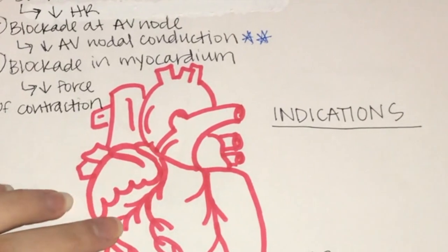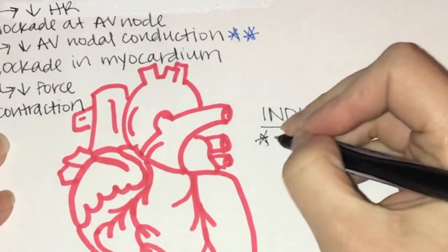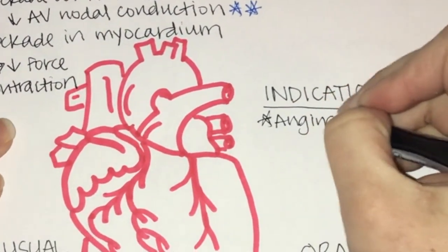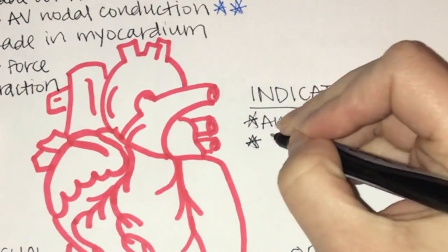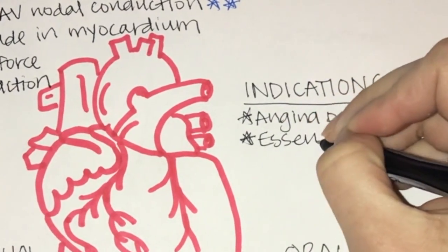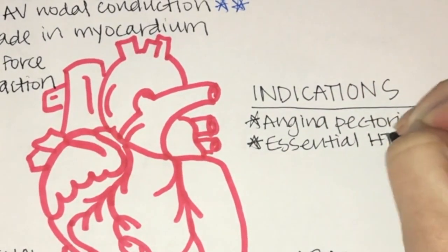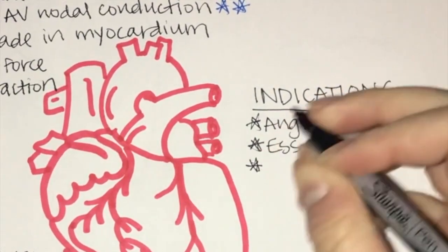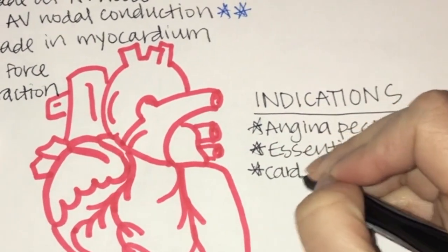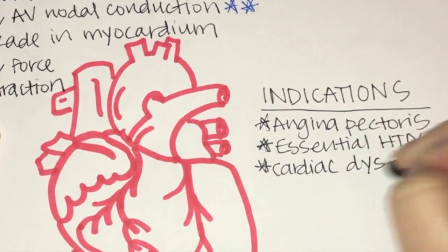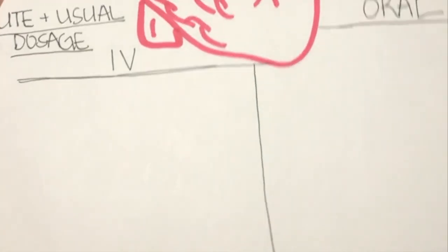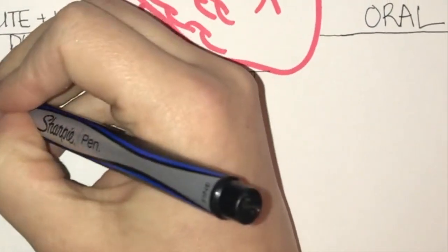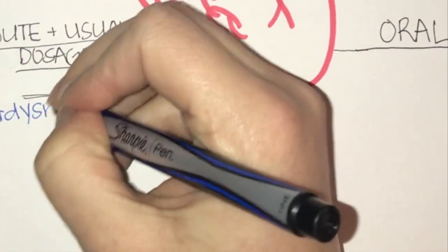Some indications are angina pectoris, essential hypertension, and cardiac dysrhythmias. The drug can be given via IV or oral. IV is used mainly for dysrhythmias.